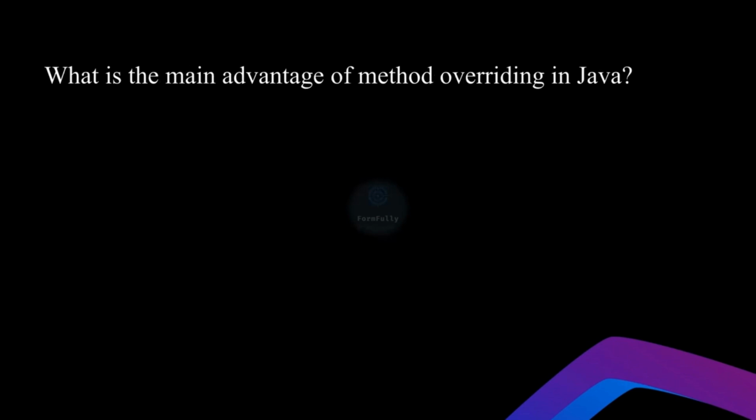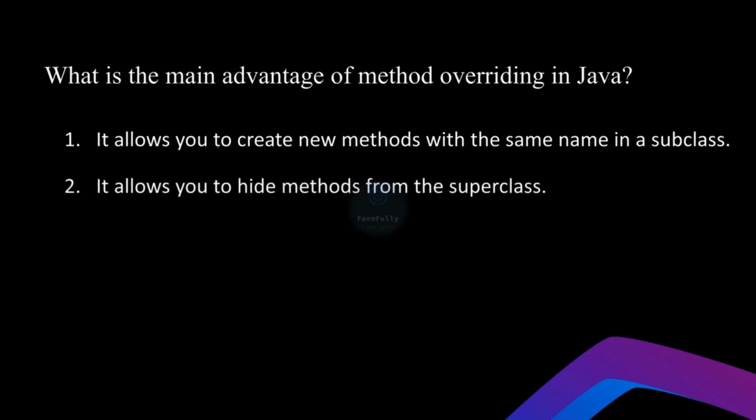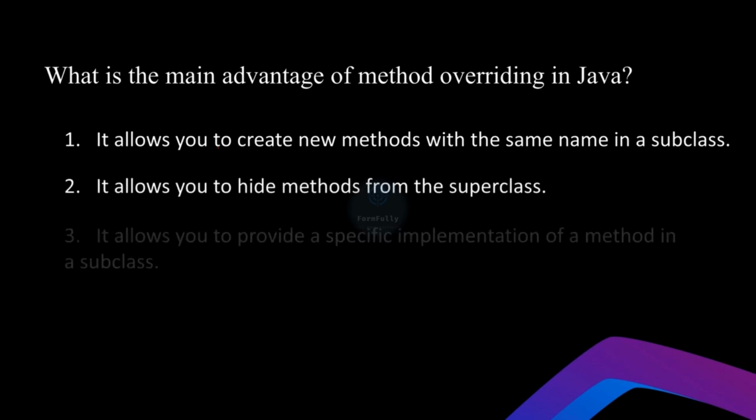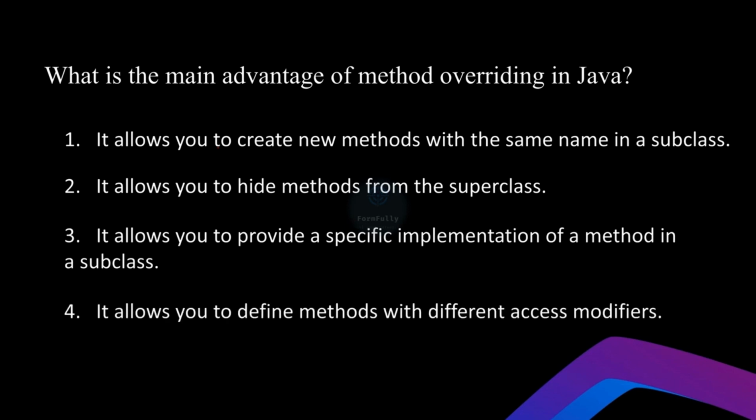Next question. What is the main advantage of method overriding in Java? Options: It allows you to create new methods with the same name in a subclass. It allows you to hide methods from the superclass. It allows you to provide a specific implementation of a method in a subclass. It allows you to define methods with a different access modifier.